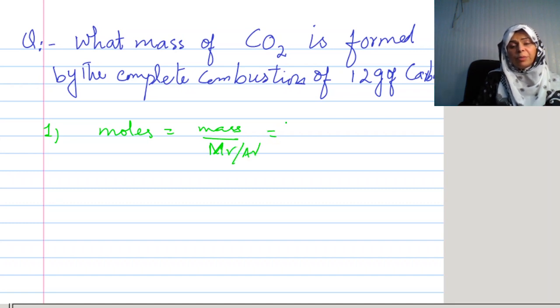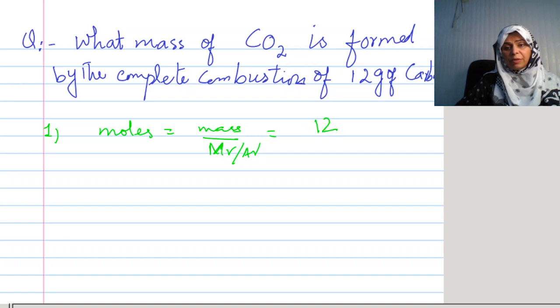If we have relative atomic mass, we will divide 12 gram. The atomic mass of carbon is 12. Answer is 1 mole. Is it okay? Second step, we have to do the ratio method.